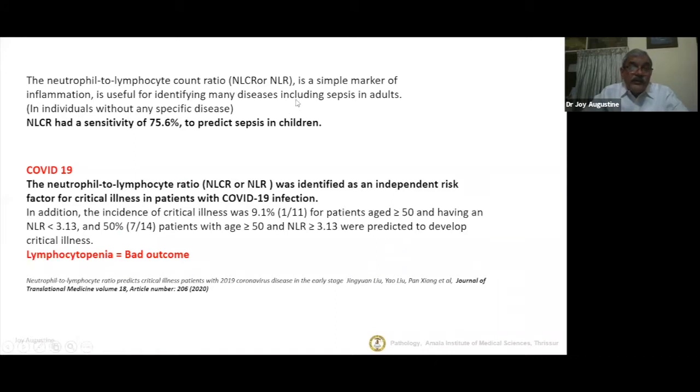Now, the neutrophil to lymphocyte ratio, or NLCR, NLR, is becoming increasingly important, especially to predict sepsis in children. In the recent COVID situation, this NLR was used to triage patients who are likely to do badly, because several studies showed that when the NLR is high, the patients do badly. So lymphocytopenia is a bad thing in a COVID patient.